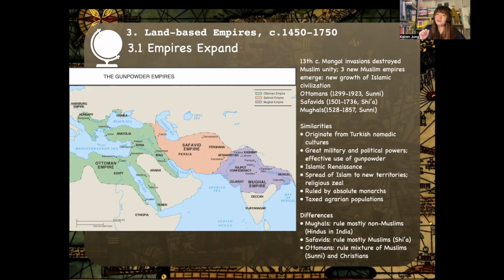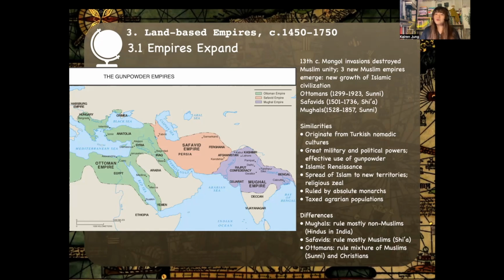And so the Ottomans spanned from 1299 to 1923. The Safavids lasted from 1501 to 1736. The Mughals lasted from 1528 to 1857. Bear in mind, the College Board really likes their Ottomans. What are some similarities between the Ottomans, the Safavids, and the Mughals?